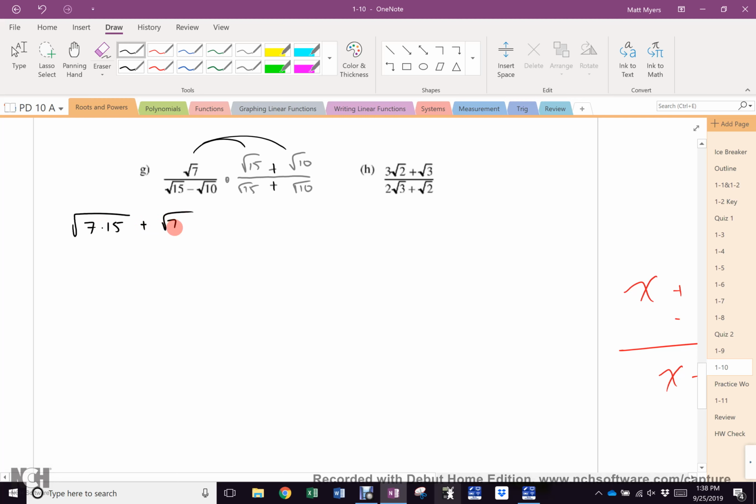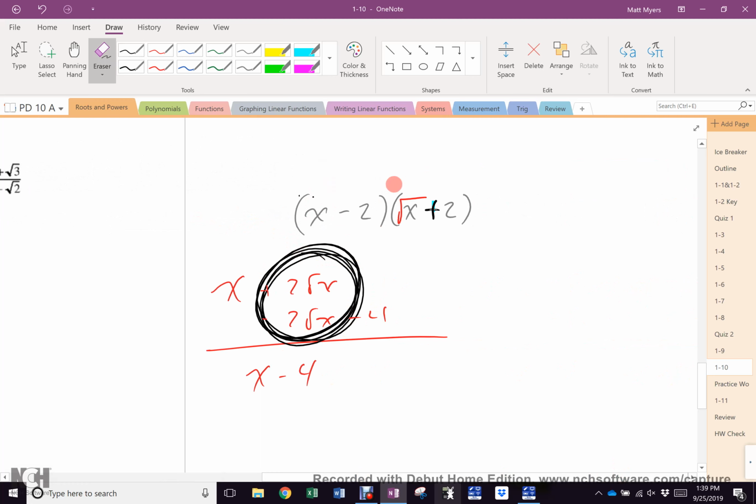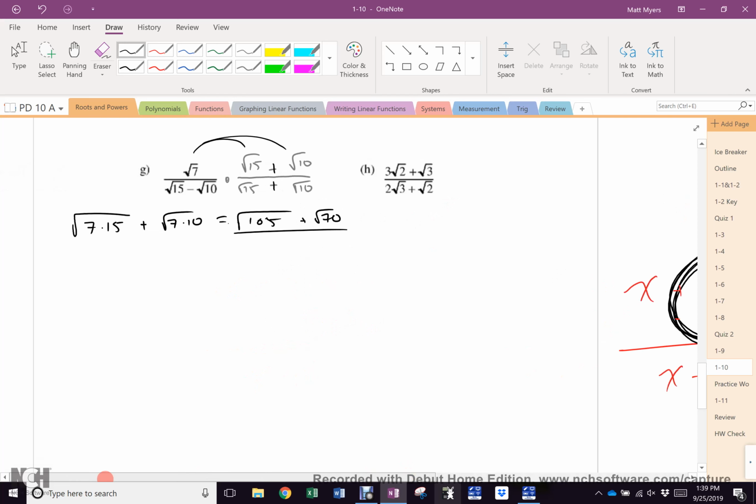Plus root 7 times 10, right? Which equals root 105 plus root 70. Easy peasy lemon squeezy. Now, you all already know from over here that the middle term is going to drop out, right? So really, the only thing I need to multiply here is first and last, right? Because the middle's dropping out.